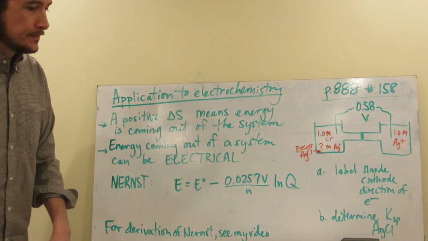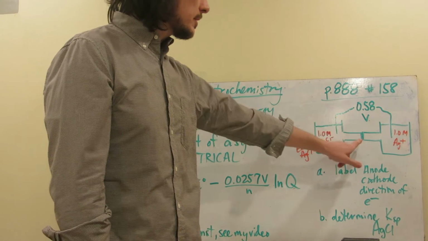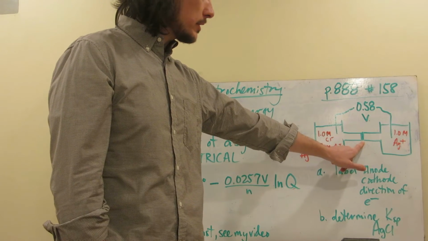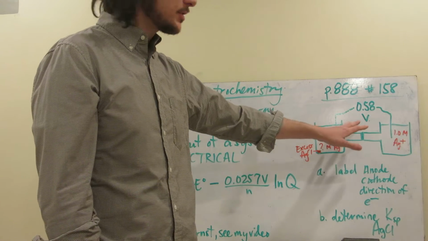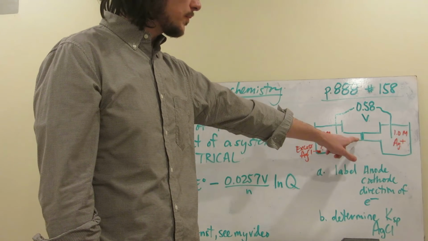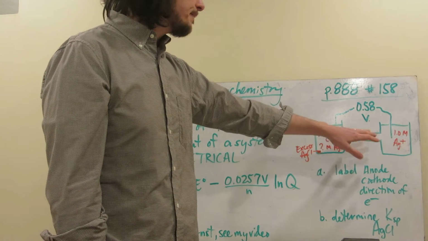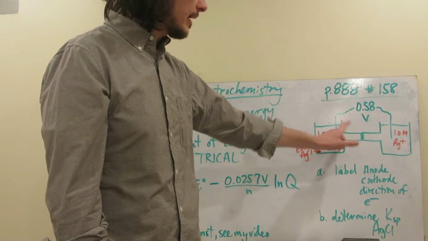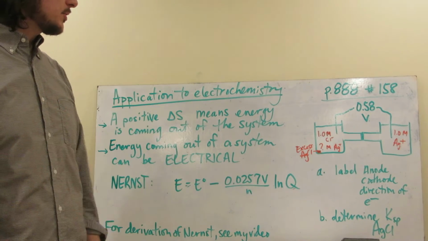Here is the problem. We have a voltage of 0.58 volts. Here is your porous disc, this is your salt bridge. It allows ions to flow so that the charge will be maintained. This is like a porous disc or something like that, so charge can be maintained. Anyway, it's different than having some sort of paper salt bridge or something else.